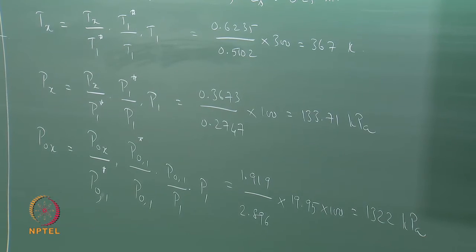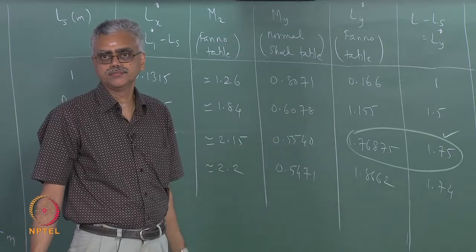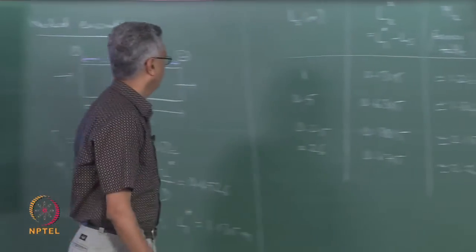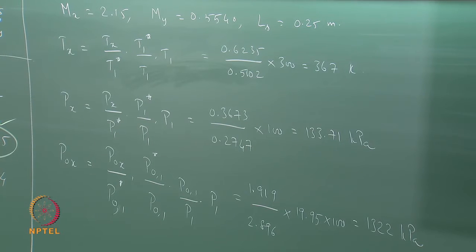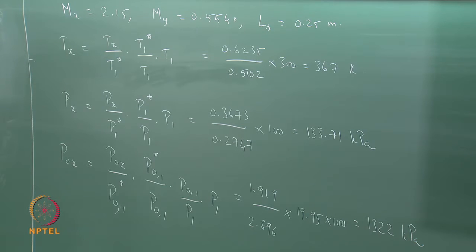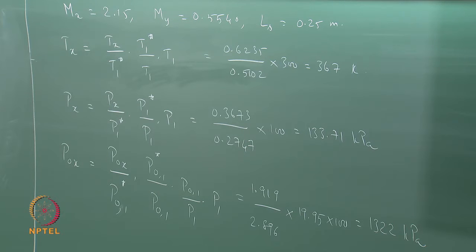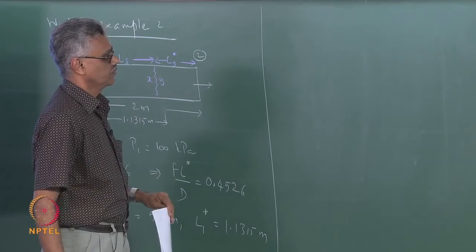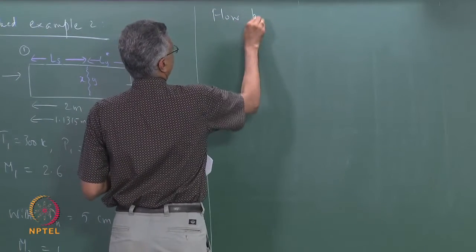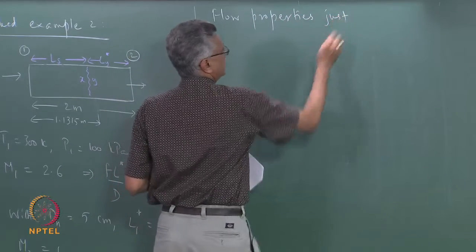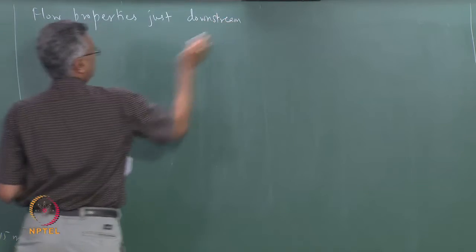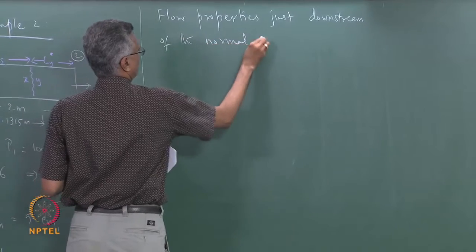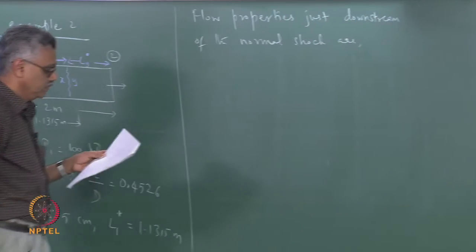So, now we have to calculate these quantities across the shock wave, and then from there we go to the end of the duct to calculate the exit properties. Let us do that. So, flow properties just downstream of the normal shock, so this we get from the normal shock table.